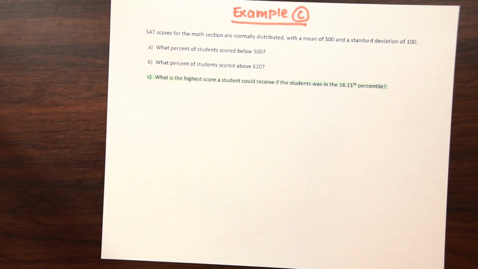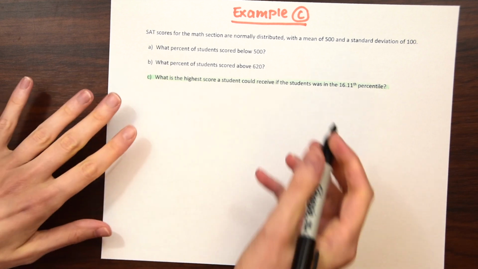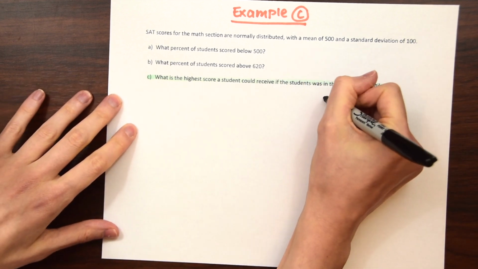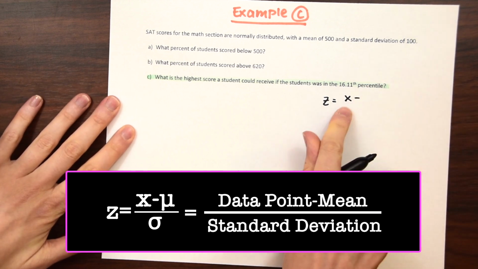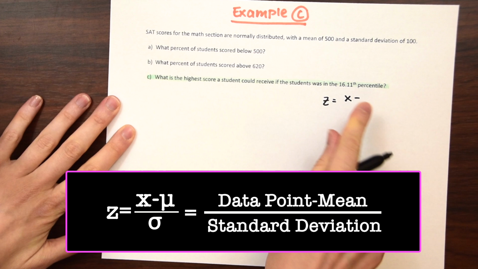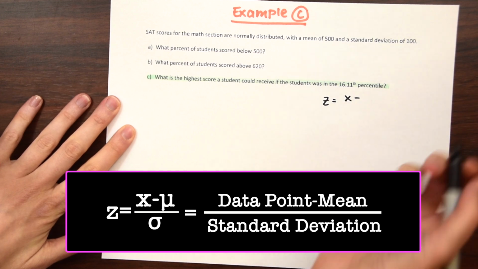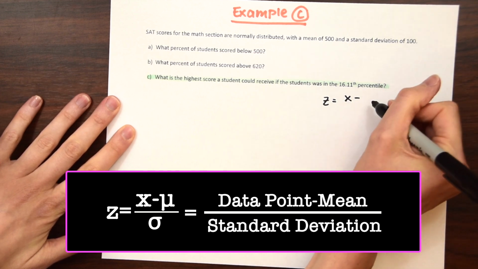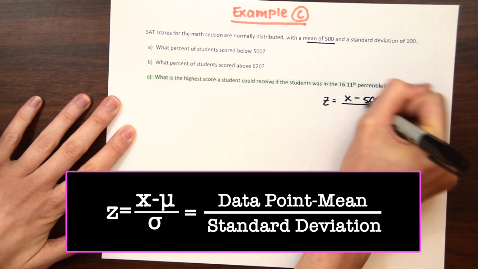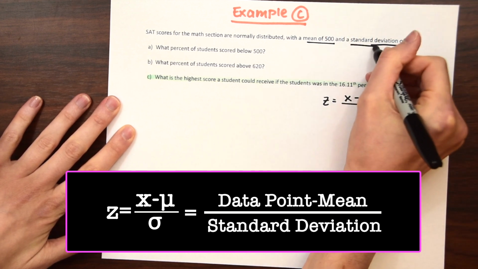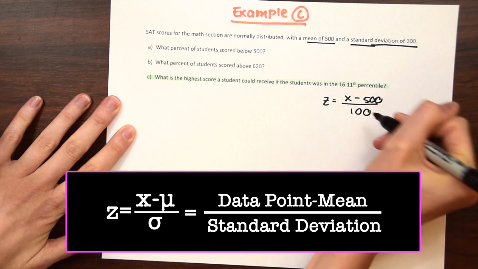So first, let's write out our formula and the things we do know. So we know we're going to be looking for z-score on the table, and then we're going to be finding x this time because we don't know, that's that data point we don't know yet, that test score, minus mu, which has been 500 this whole time, divided by the standard deviation, the sigma, which is 100.